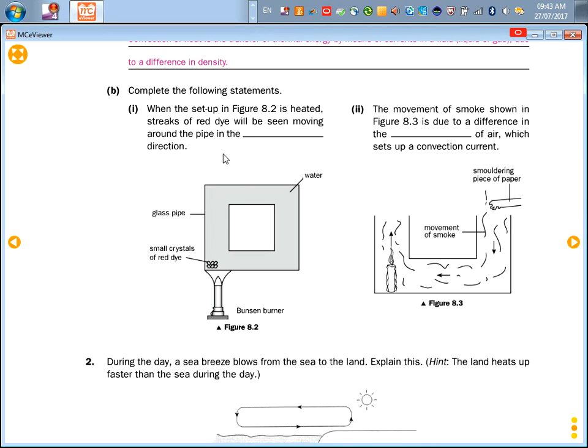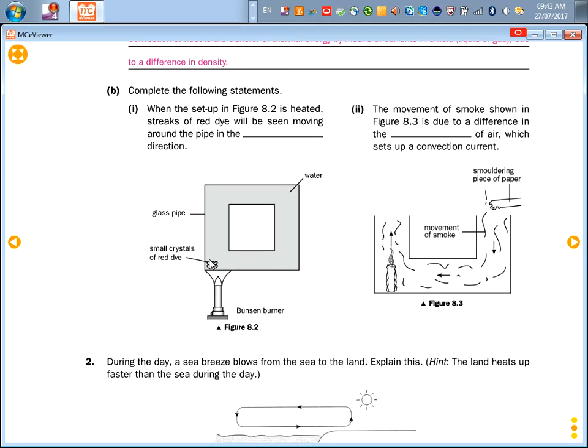One, this is a pipe made of glass. Then there are small crystals of red dye inside the water. The reason we have the red dye is so that we can see the movement of the water particles. Otherwise, you wouldn't be able to see it because it is colorless. So when we heat up this corner, can you tell me what is going to happen?